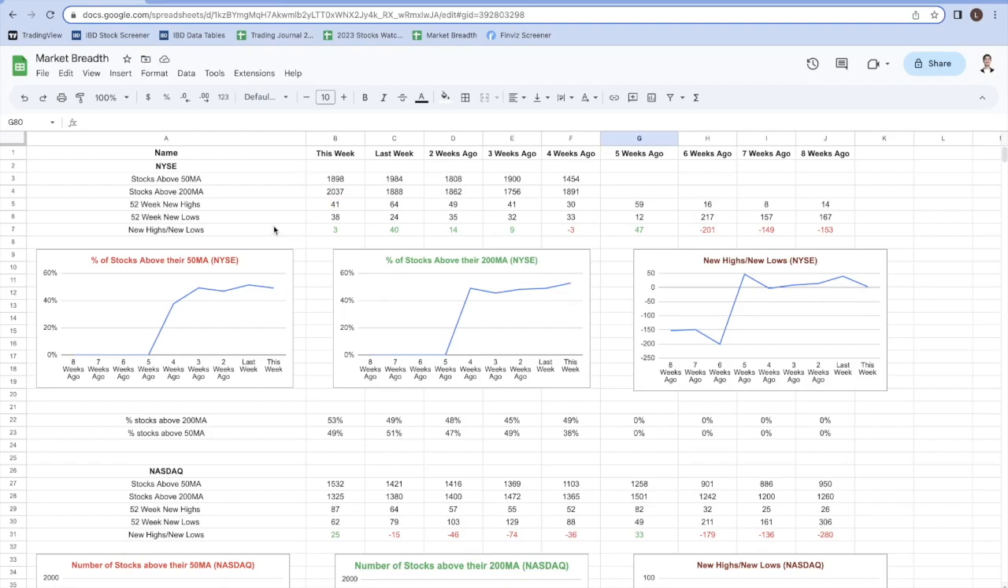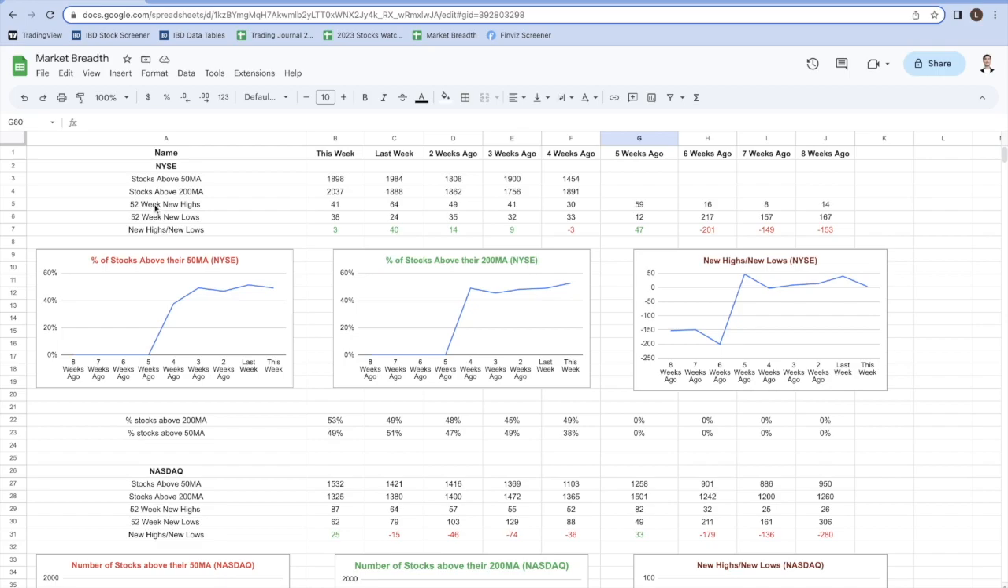So for the breadth of the market last week, for the number of stocks above the 50-day moving average, we have 1,898, and then 2,037 for stocks above the 200-day moving average. What this means is that there are 2,037 stocks in the New York Stock Exchange trading above the 200-day moving average. Ideally, in an uptrend, we want to see this number increasing week over week. This shows that there's a greater participation of stocks in an uptrend.